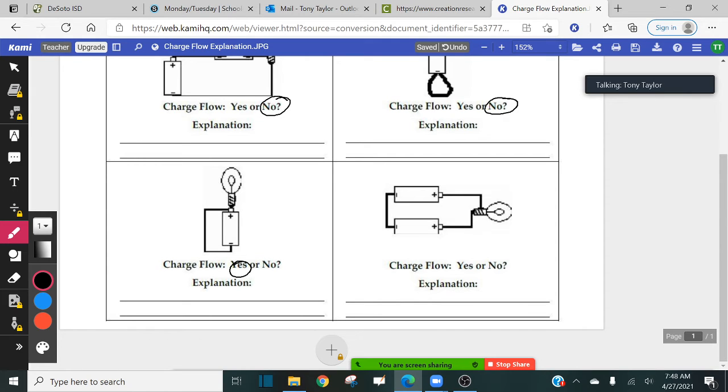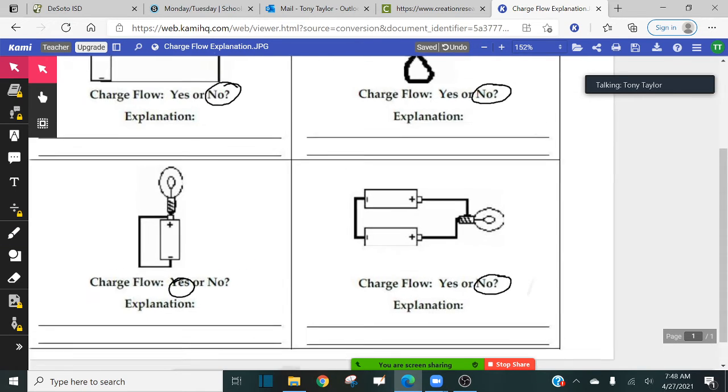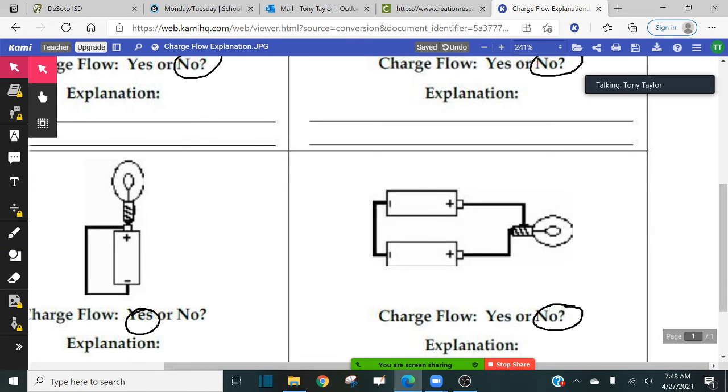Okay. This last one here, some students get tricked up here. Will there be charge flow here? Yes or no? The answer to this question here is actually no. Now, guys, if you wanted to achieve charge flow here, you would have to take one of these batteries and you would have to turn it around.